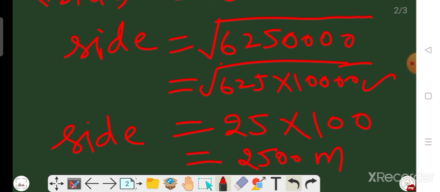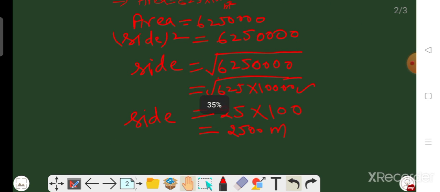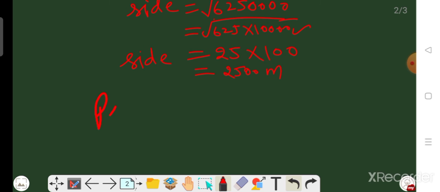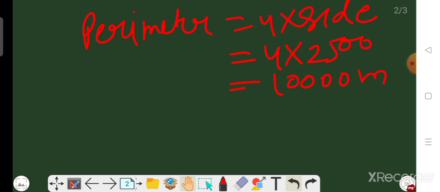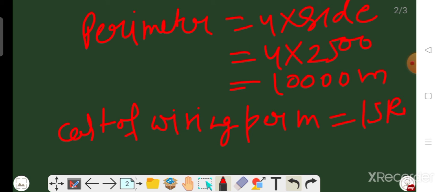Now we have to find the cost of wiring around the boundary of the field. To find this, what we have to do? We have to find the perimeter. Perimeter is equal to 4 multiplied by side. So what is the side? Side is 2500. So from here perimeter is equal to 10,000 meter. And in the question what is given? The cost of wiring per meter is 15 rupees.